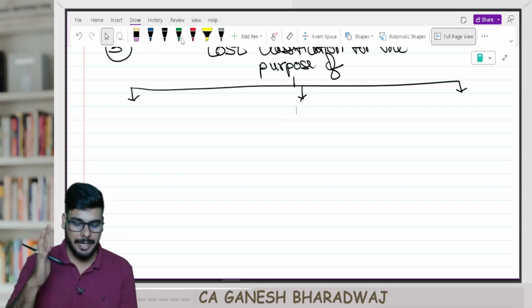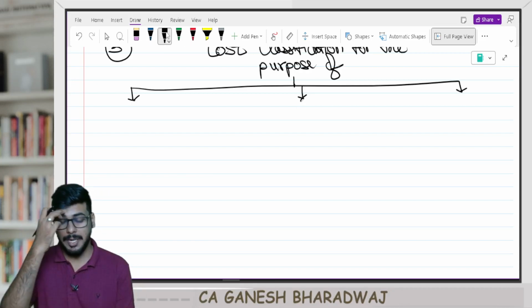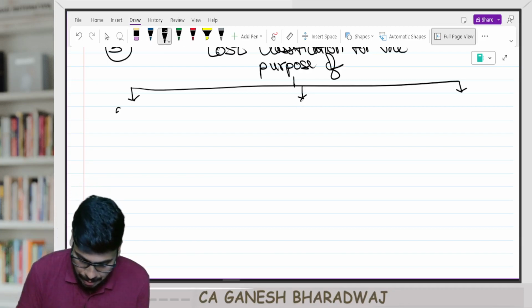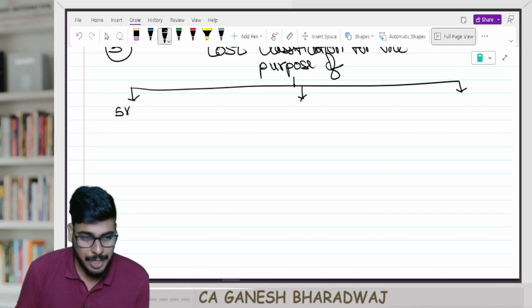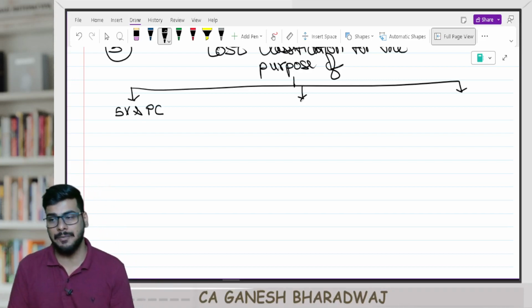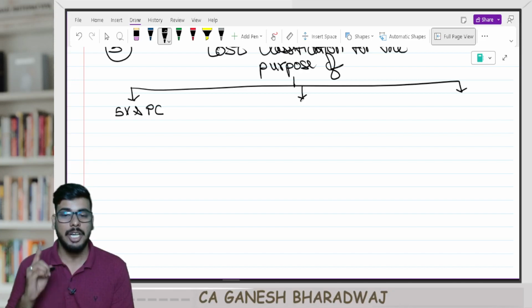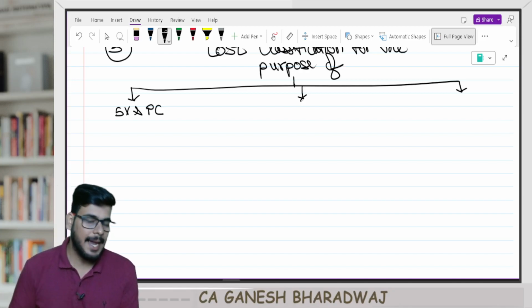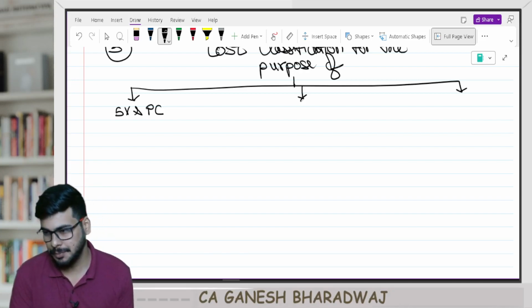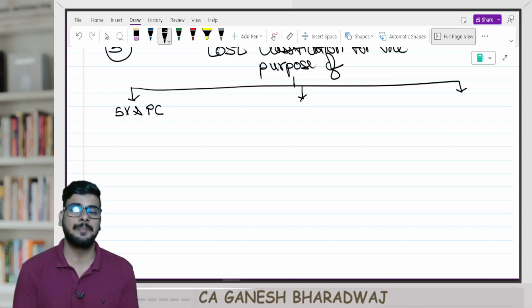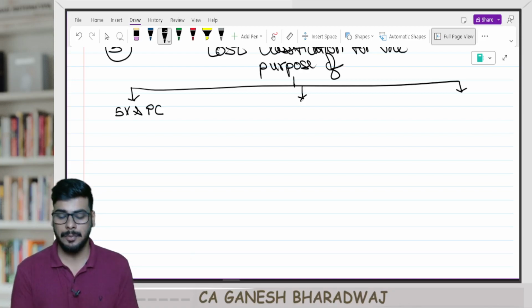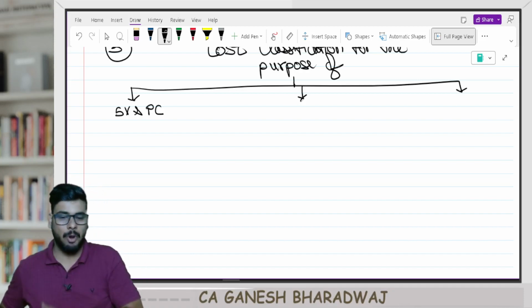Left side most of the chart, write down in caps. Stock valuation, write it fully. Stock valuation and profit computation. Please write it fully. I am writing a short form, you write it fully. Stock valuation and profit computation.